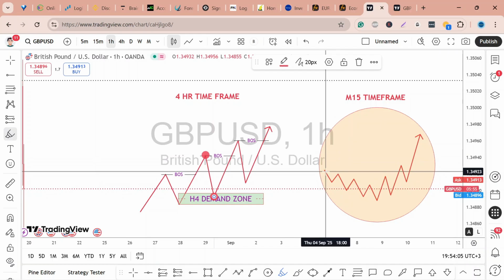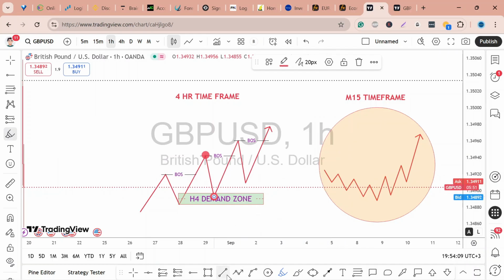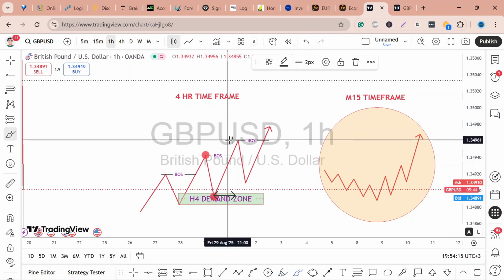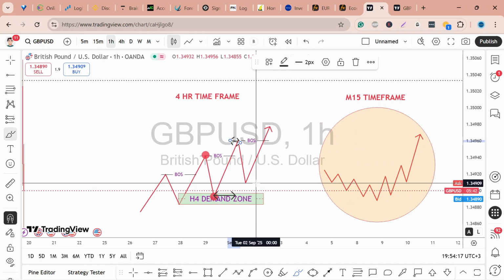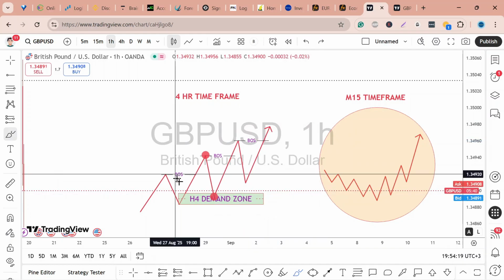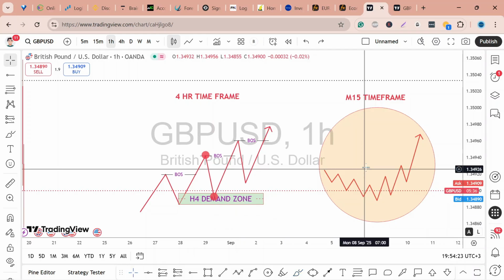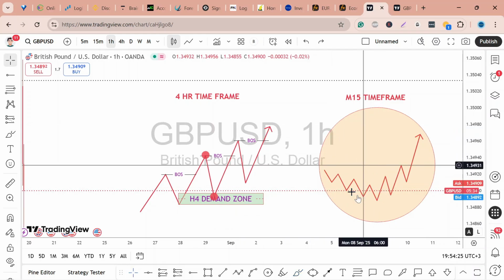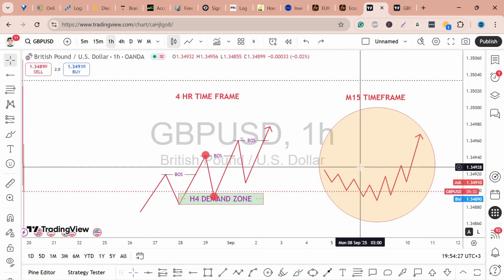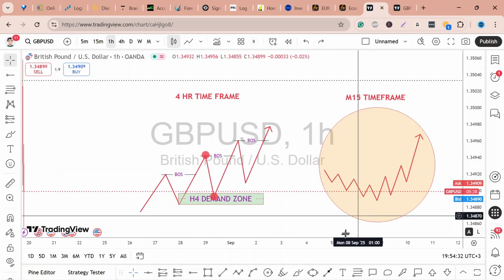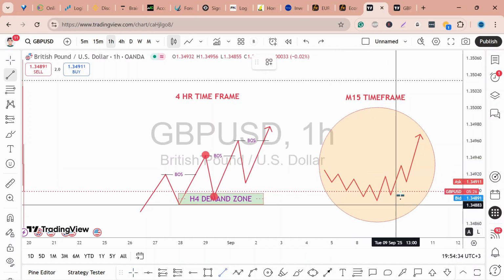However, we don't want to go against the trend. For us, we want to capture the movement from this point here to this point here. So once we arrive at the higher time frame demand zone, or what we call the point of interest, then you want to jump lower to the M15, or to the lower time frame, and you want to see a shift in market structure.